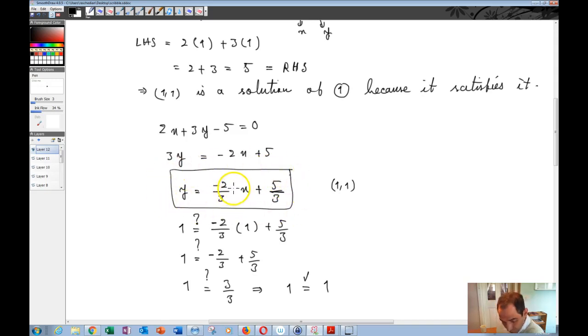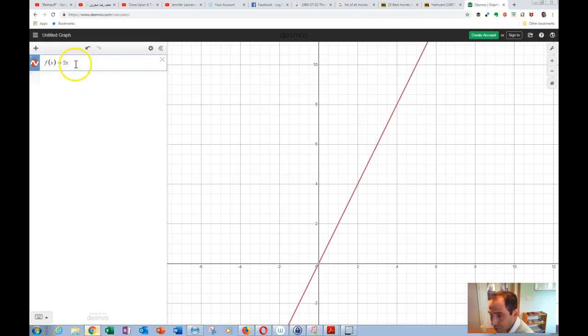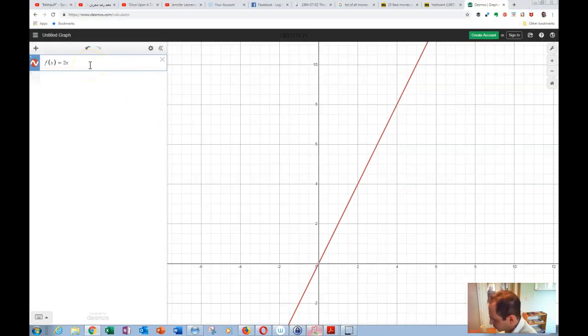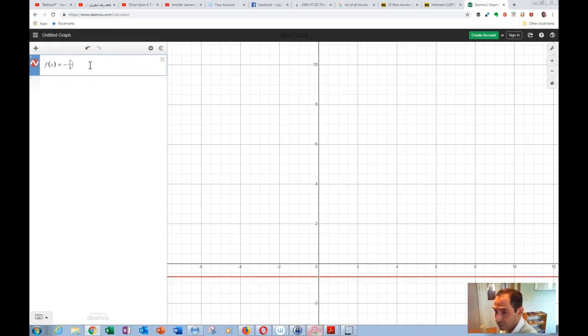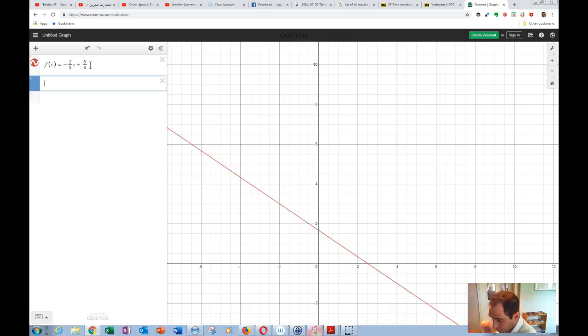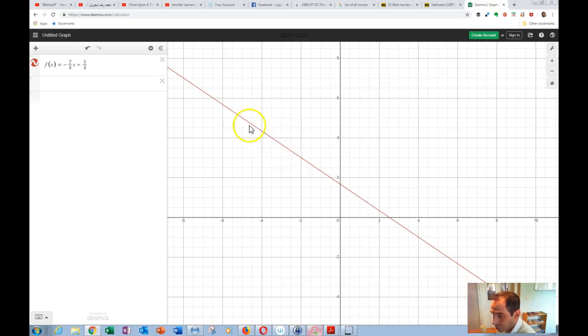Now what this means graphically is that if you write this as negative 2/3 x plus 5/3, you will get this line over here, and any point on this line is a solution to the equation that represents this line.